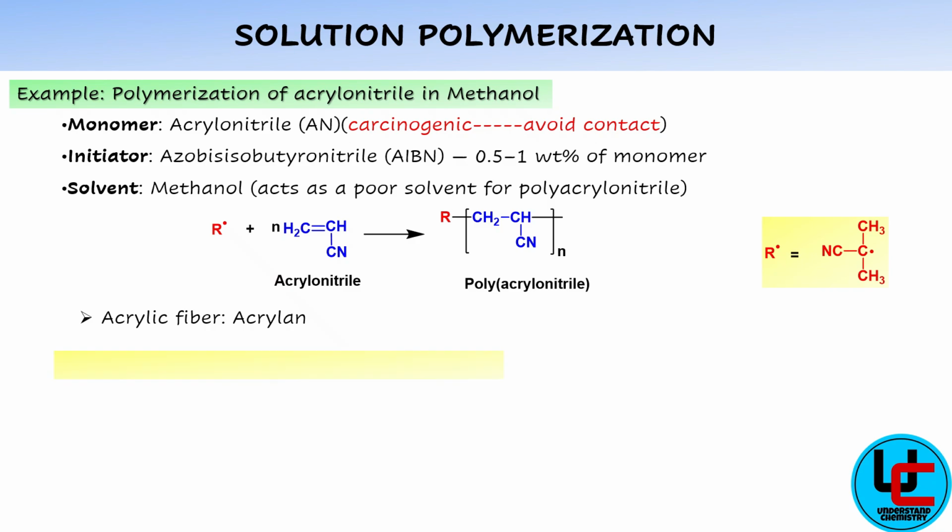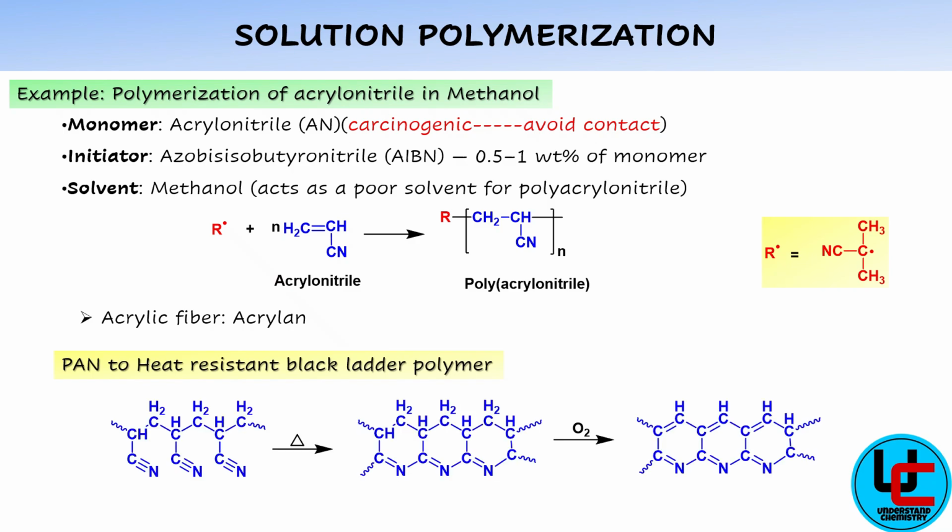Polyacrylonitrile's story does not end here. When polyacrylonitrile is heated in presence of oxygen, it undergoes a series of cyclization and oxidation reactions, forming ladder polymers. These are rigid, conjugated structures with exceptional thermal stability. These black ladder polymers are key precursors in the production of carbon fibers used in aerospace and high performance materials. So from a simple monomer, we get a pathway to advanced heat resistant polymers with real world impact.